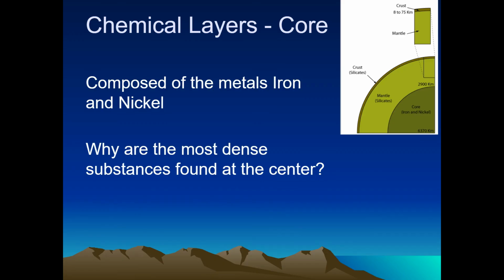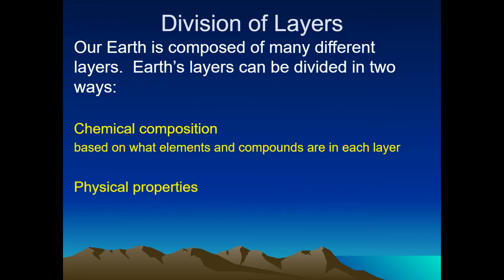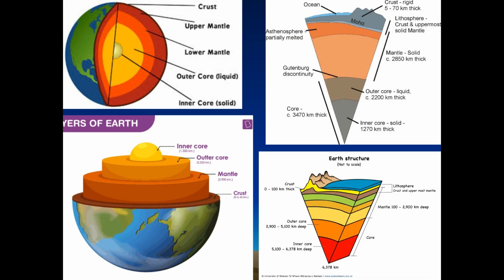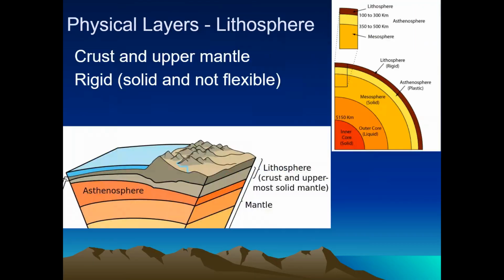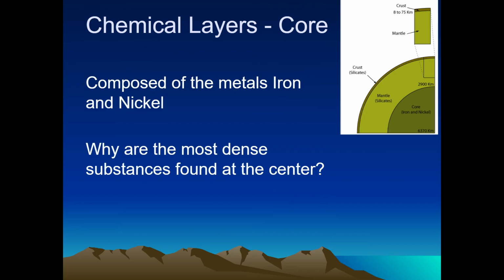And then our innermost or deepest, if you will, layer is the core. And again, in all of our pictures, those were divided into inner core and outer core. But when we talk about chemical composition, the entire core, both the inner and outer core, are made of the same substance. Okay, and that is iron and nickel.